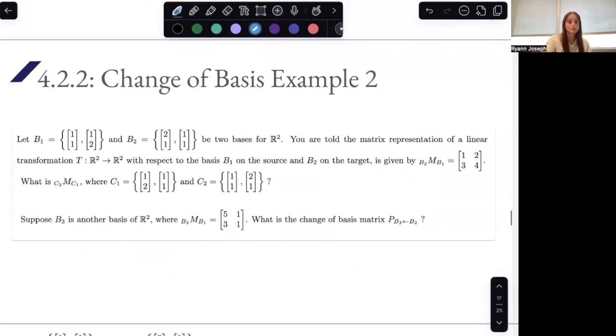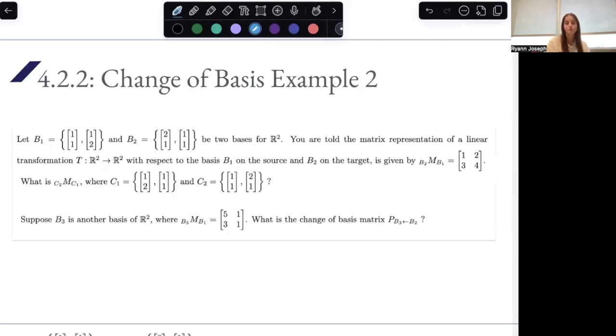Okay, let's do another example. This one's a little bit more complicated. We're given B1, B2, our two bases for R2. As you can see, they love to do examples with R2 for change of basis. You are told the matrix representation of a linear transformation. This is getting a little bit ahead of ourselves. Linear transformations is 5.1, but just hold on with me here and understand that a linear transformation just changes a vector.